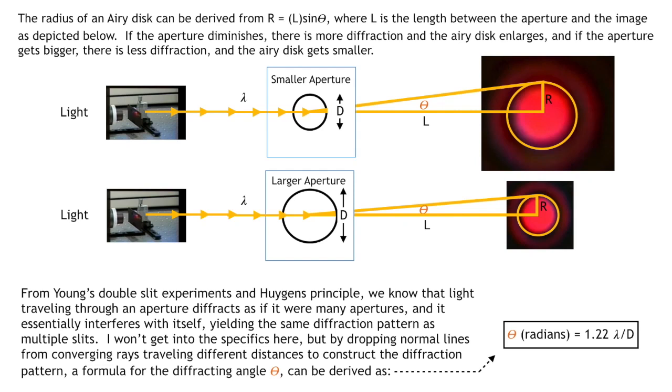Okay. So from Young's double slit experiments and Huygens principle, we know that light traveling through an aperture diffracts as if it were many apertures, and it essentially interferes with itself, yielding the same diffraction pattern as multiple slits. And I'm not going to get into the specifics here, but by dropping normal lines from converging rays traveling different distances to construct the diffraction pattern, a formula for the diffracting angle theta can be derived such that theta in radians equals 1.22 times the wavelength divided by the diameter of the aperture. If you want to look up the derivation of this formula, there are many videos online describing it.